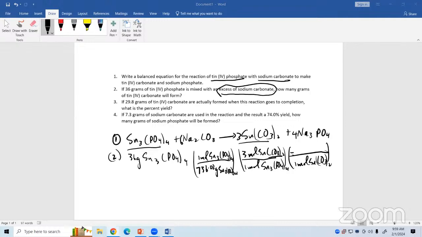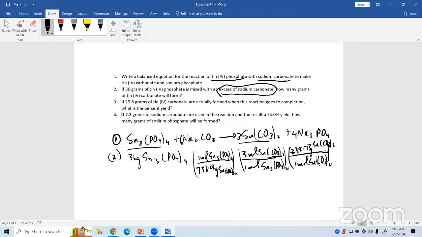So that's, and according to my calculation, this works out to be equal to 238.73. So let me write it here. 238.73 grams of tin(IV) carbonate.